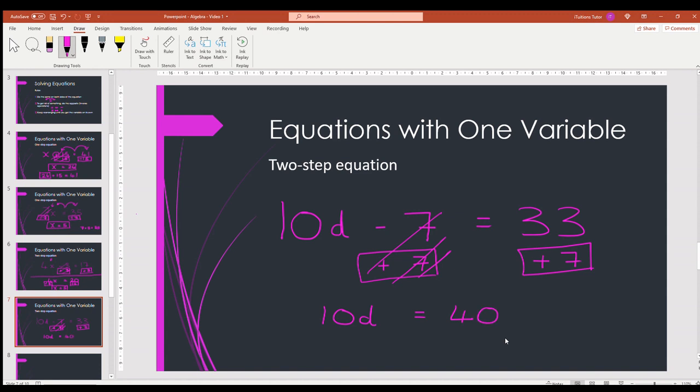We still don't have d on its own, so I'm going to do the opposite of multiplication, which is divide, to cancel this out. Must do the same on the other side. I've got d on its own now. 40 divided by 10 is 4, so d is equal to 4.